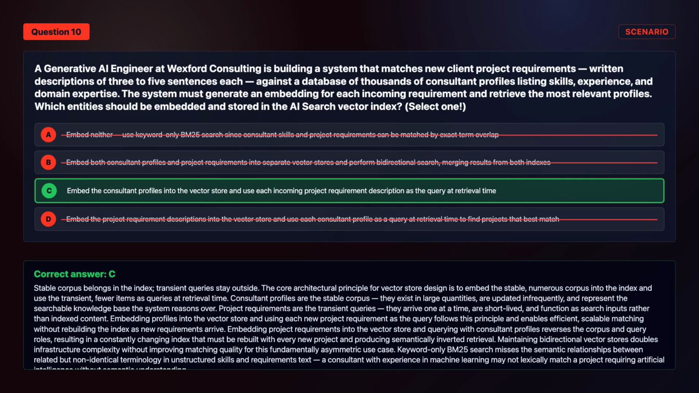Embedding project requirements into the vector store and querying with consultant profiles reverses the corpus and query roles, resulting in a constantly changing index that must be rebuilt with every new project and producing semantically inverted retrieval. Maintaining bidirectional vector stores doubles infrastructure complexity without improving matching quality for this fundamentally asymmetric use case. Keyword-only BM25 search misses the semantic relationships between related but non-identical terminology in unstructured skills and requirements text. A consultant with experience in machine learning may not lexically match a project requiring artificial intelligence without semantic understanding.